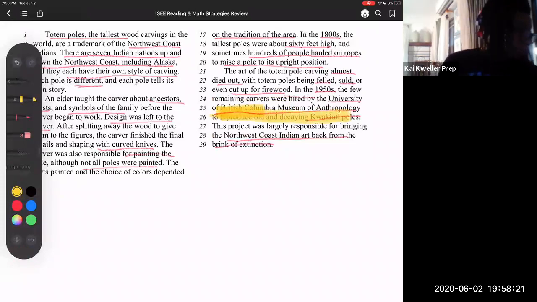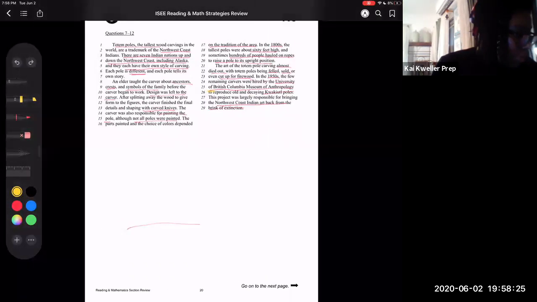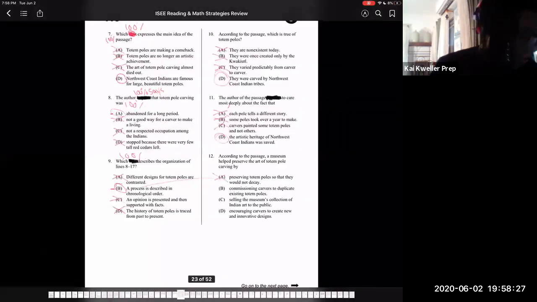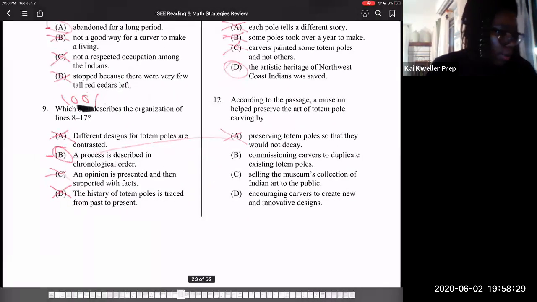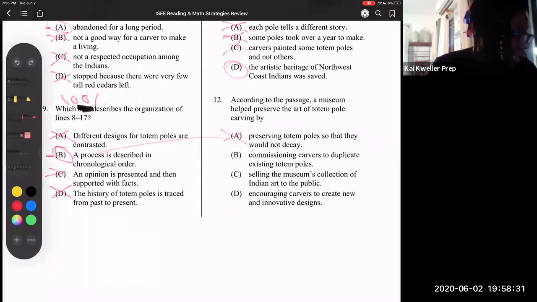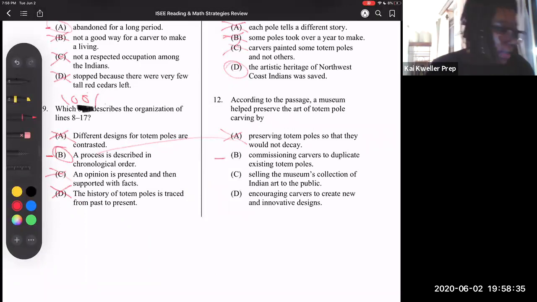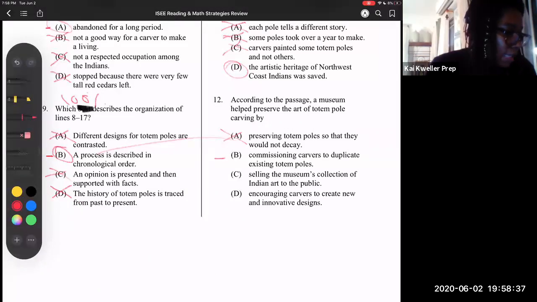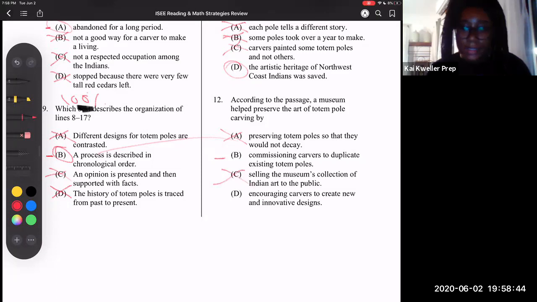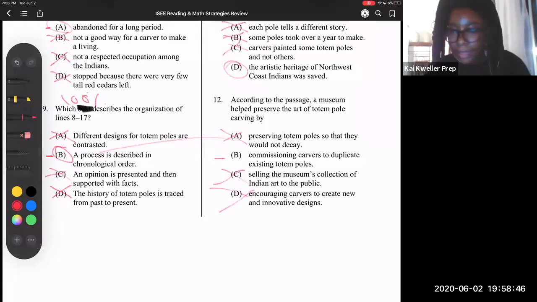Okay. So that kind of shows what we're trying to get at. And it was found directly in the text. So that could definitely be the main answer. And I think it is the main answer. But we always take a look at the other options. Selling the museum's collection of Indian art to the public, not mentioned. Encouraging carvers to create new and innovative designs, not mentioned. It has to be B, absolutely.